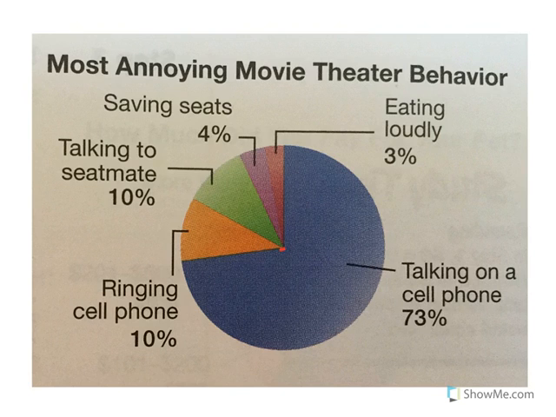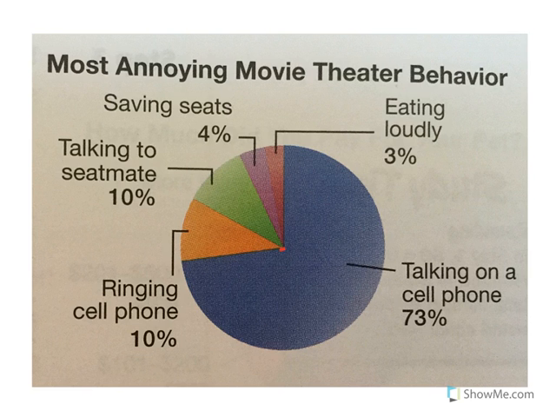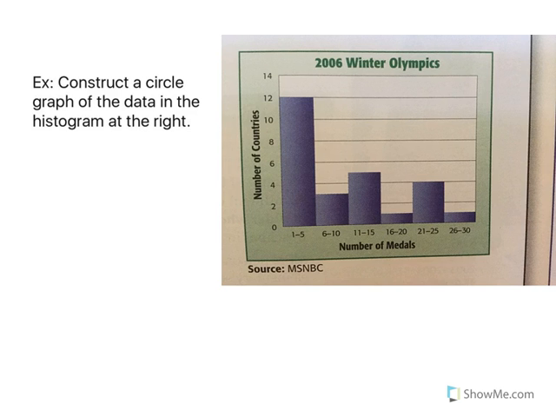But the biggest thing is you have to know these values here in order to figure out what each section of the graph is going to equal. So we'll talk about this more in class. Next, it says we're going to construct a circle graph of the data in the histogram at the right.